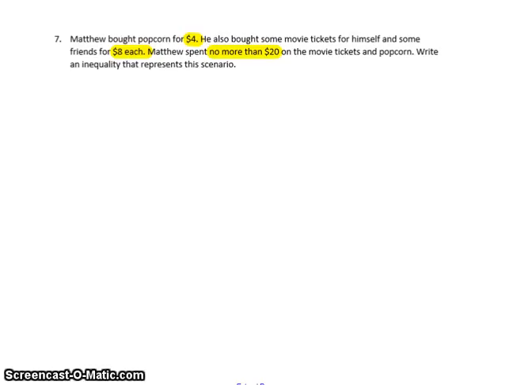And the very first thing I want to do is start with my total. My total is $20. No more than means that the maximum I want to spend is 20. I can spend less than 20, I can spend all 20, but I don't want to spend 21 or more. So I need a less than or equal to sign.